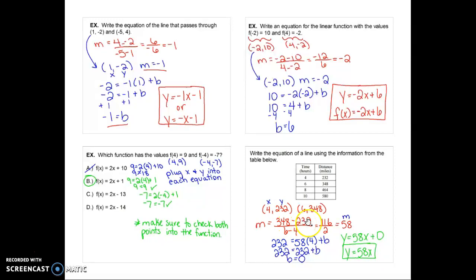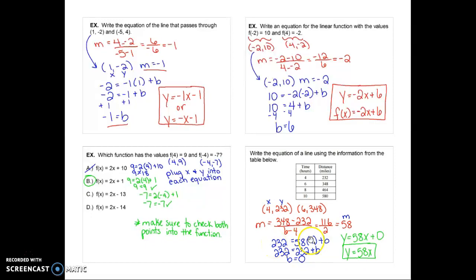348 minus 232 is 116. 6 minus 4 is 2. This does simplify, it reduces. 116 divided by 2 is 58. So I now know that my slope is 58. Okay, now remember, you have the slope. You choose one of these 2 points to plug into your equation then.